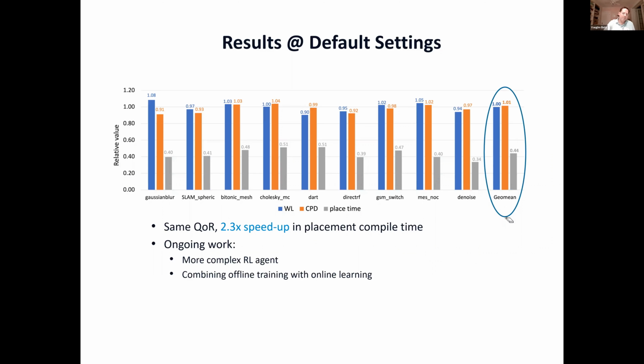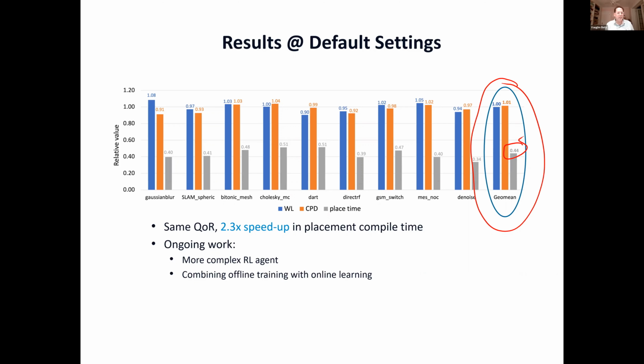I'm showing you a few of the designs from the Titan benchmark suite, along with an overall average on the whole benchmark suite on the right. Basically, we can do fewer perturbations and get equivalent quality. So we can get the same wire length, same critical path delay, but we can take 44% of the runtime. So it's working quite well.